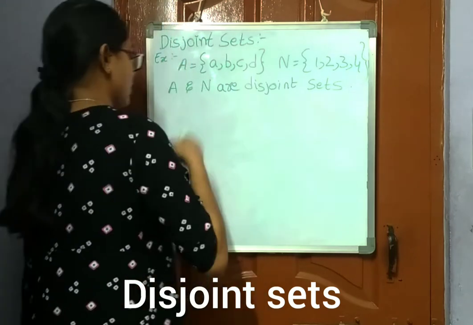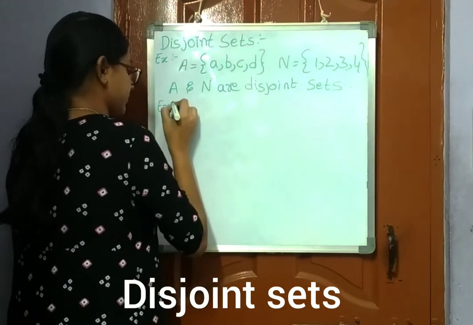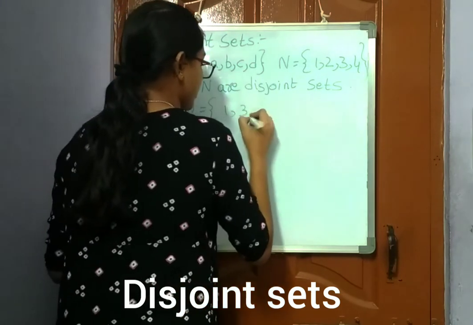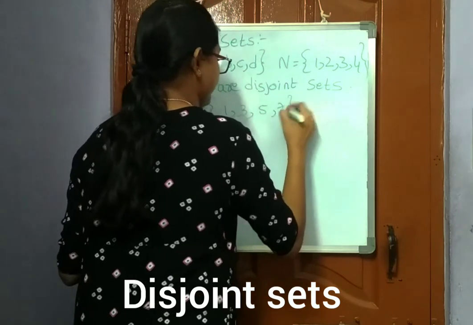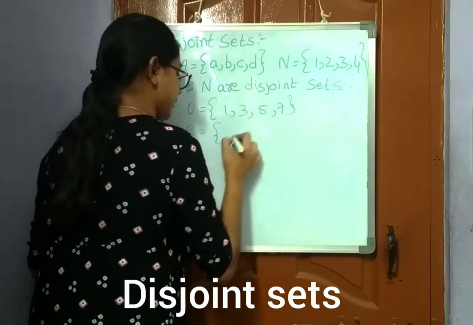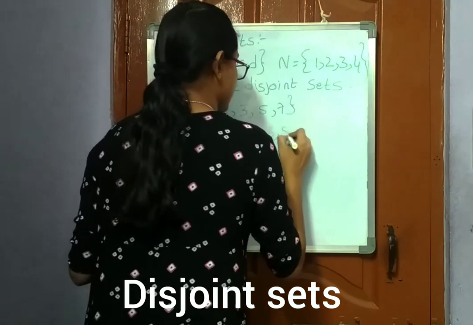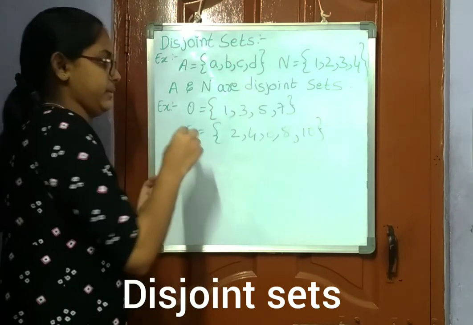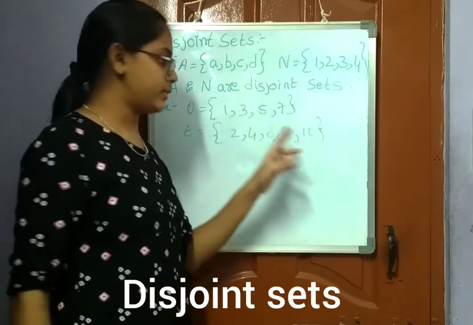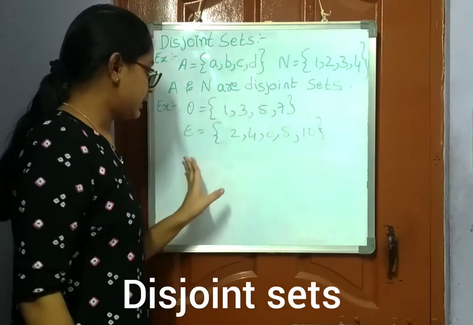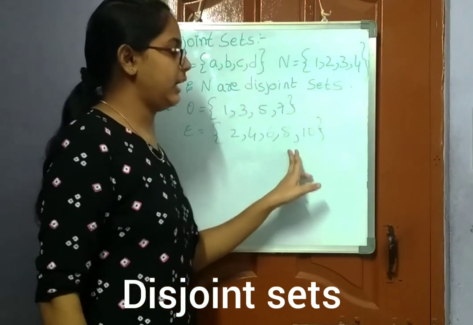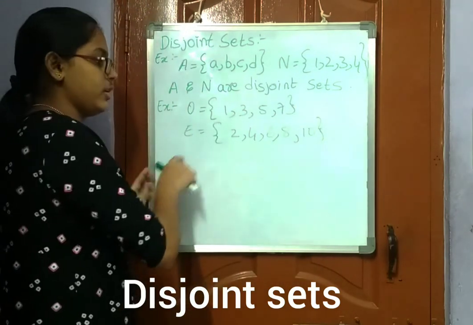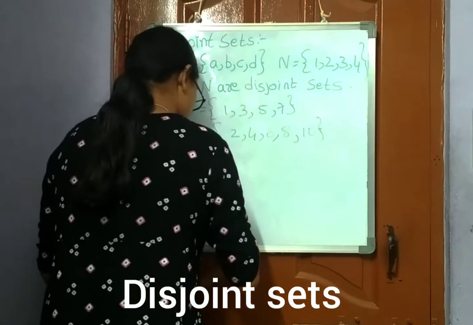Let's see another example also. Let's say O is a set of odd numbers 1, 3, 5, 7, and E is a set of even numbers, that is 2, 4, 6, 8 and 10. Is there anything common between O and E? O is a set of odd numbers, that is 1, 3, 5 and 7, and E is even numbers 2, 4, 6, 8, 10. There are no elements that are common between E and O. So O and E are also disjoint.